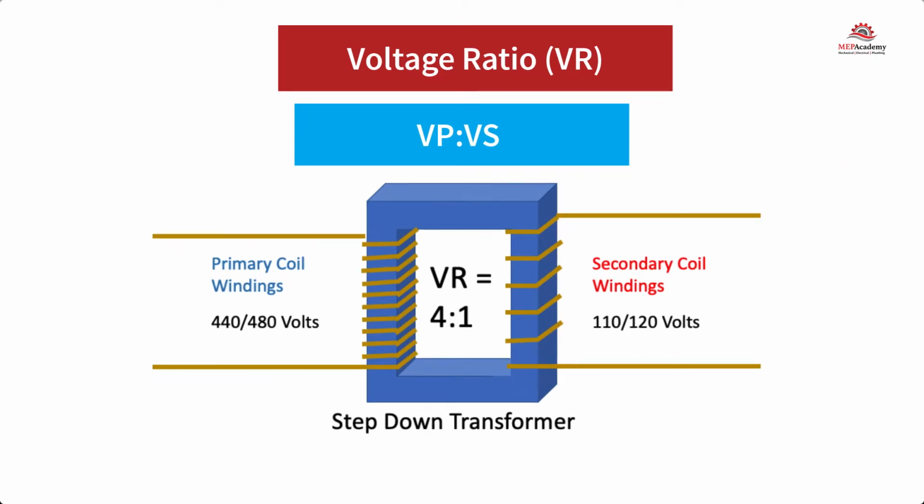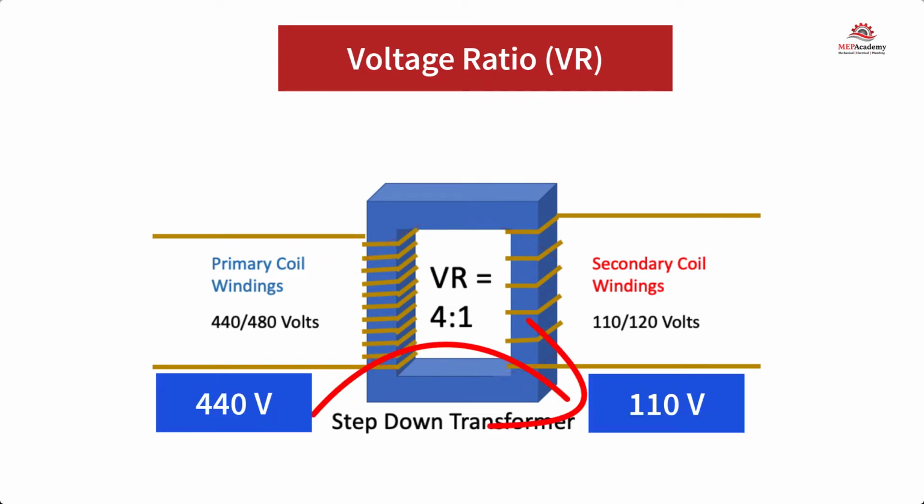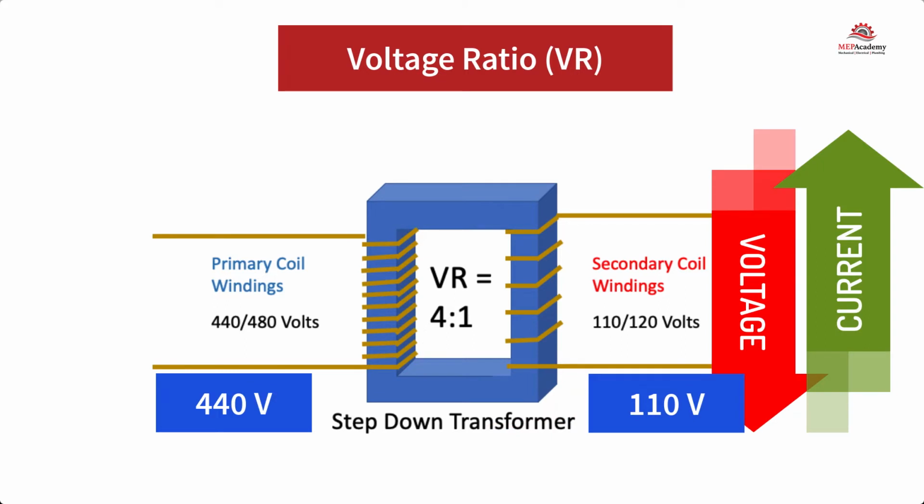A voltage ratio of 4 to 1 means that for every 4 volts on the primary, there will be 1 volt on the secondary. This would be a step-down transformer, as the voltage on the secondary side has decreased.